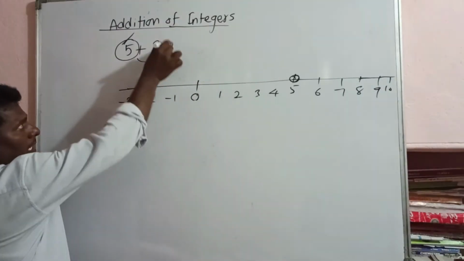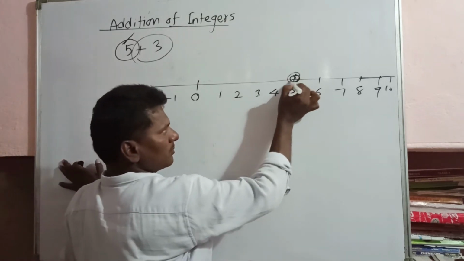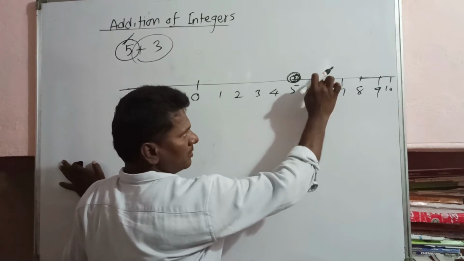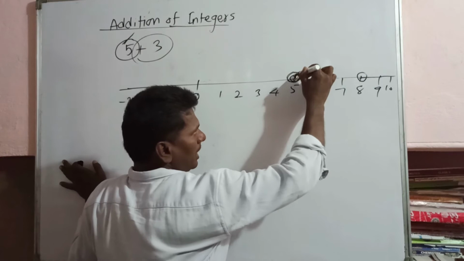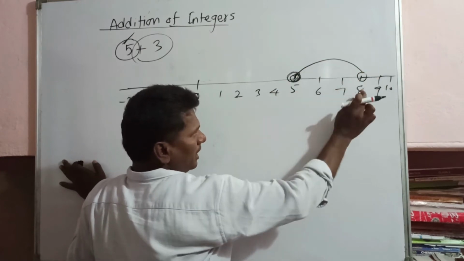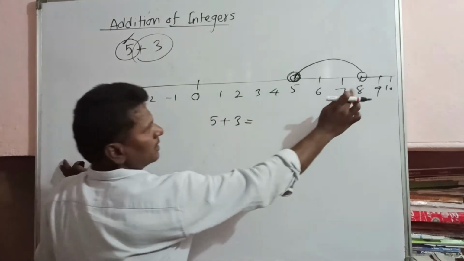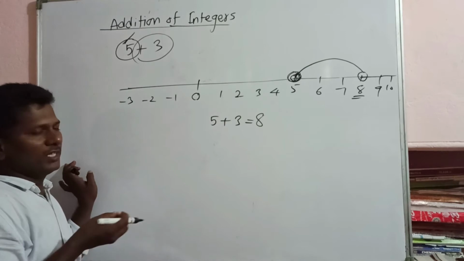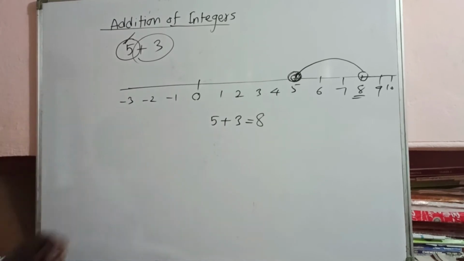To this 5, I have to add 3 units. That means from this 5 I have to move forward 1 unit, 2 units, 3 units. That means I come to the integer 8. So 5 plus 3 is equal to 8. In this way we add 2 integers on a number line.